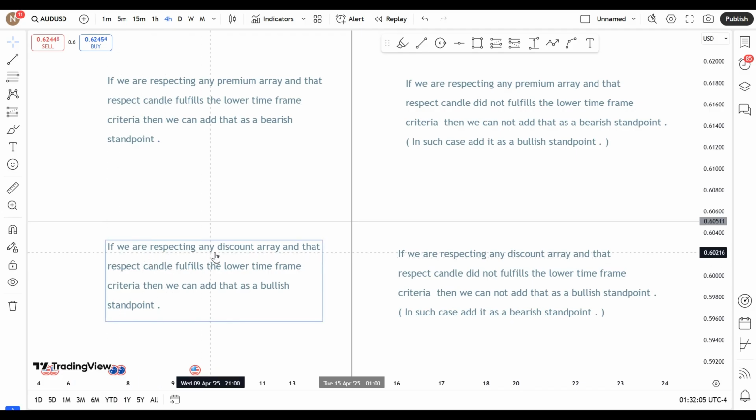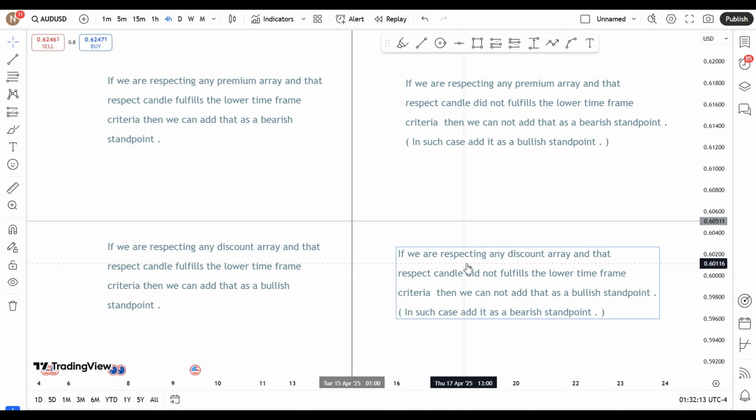If we are respecting any discount array and that respect candle fulfills the lower time frame criteria, then we can add that as a bullish standpoint. And if we are respecting any discount array and that respect candle does not fulfill the lower time frame criteria, then we cannot add that as a bullish standpoint. In such case, add it as a bearish standpoint.